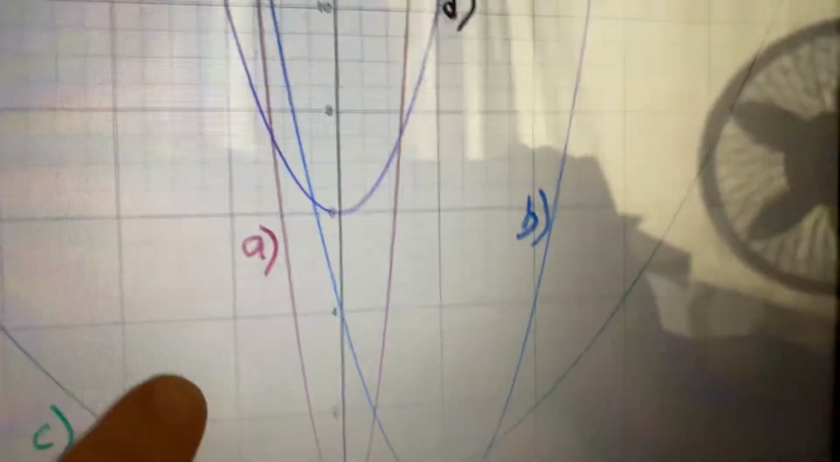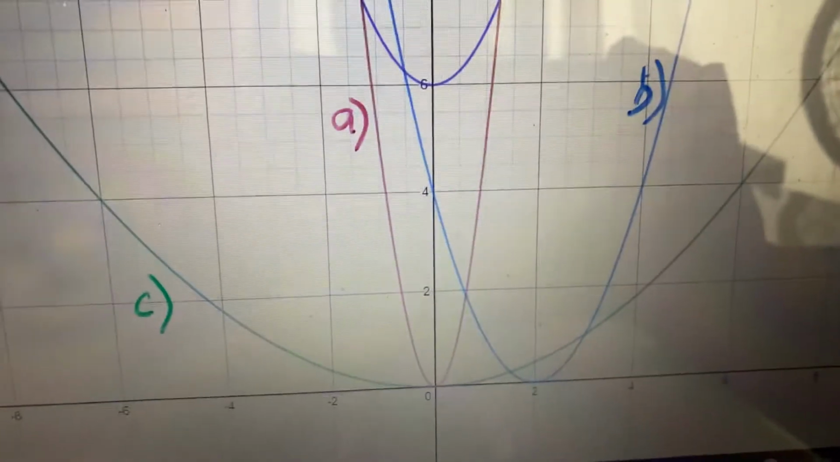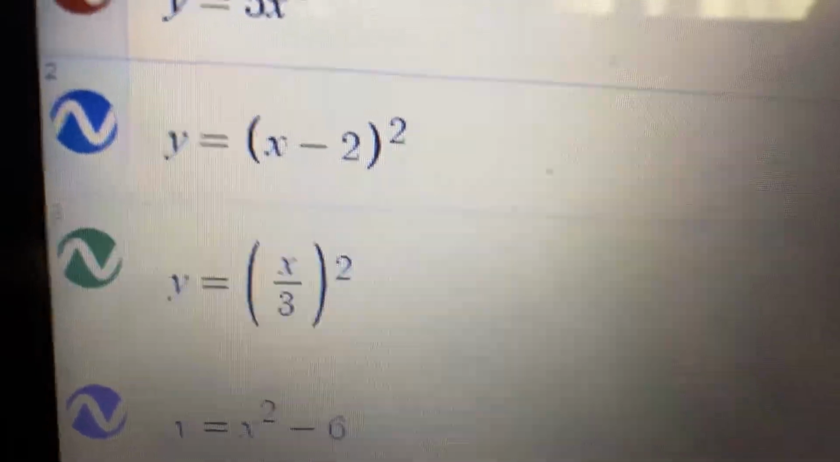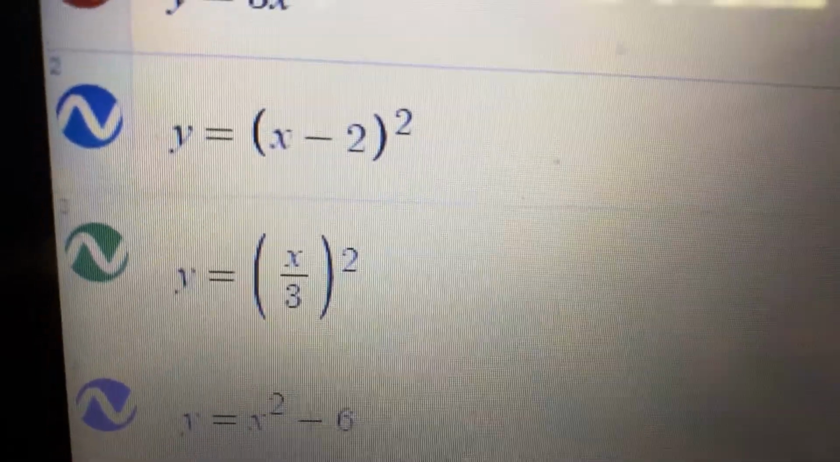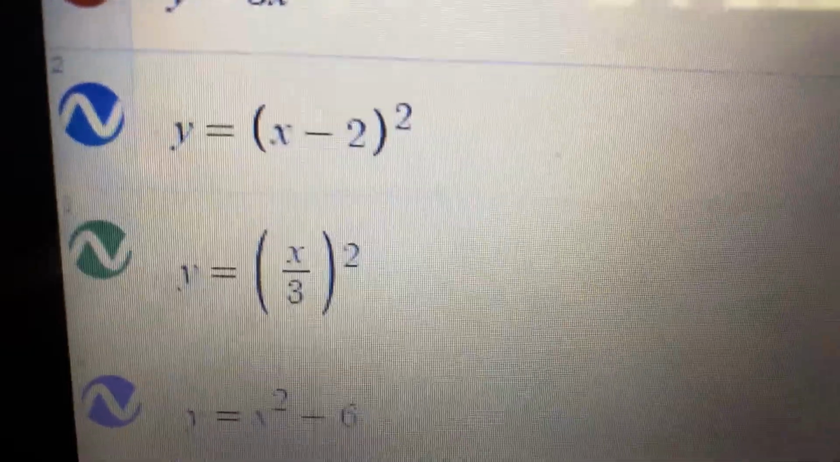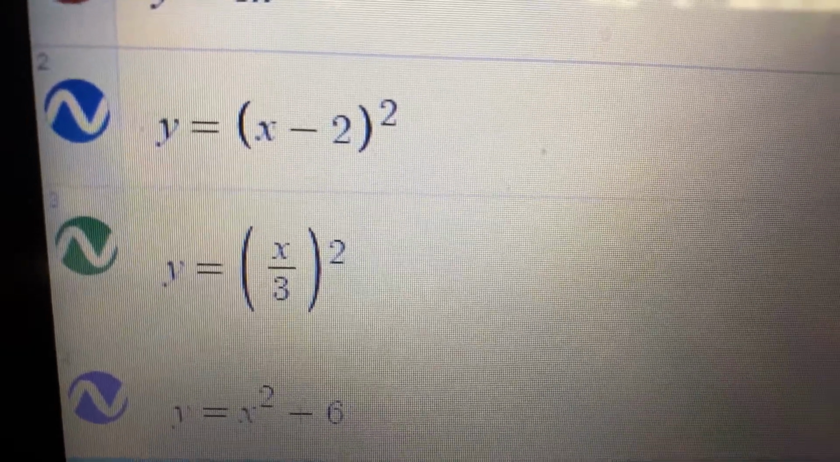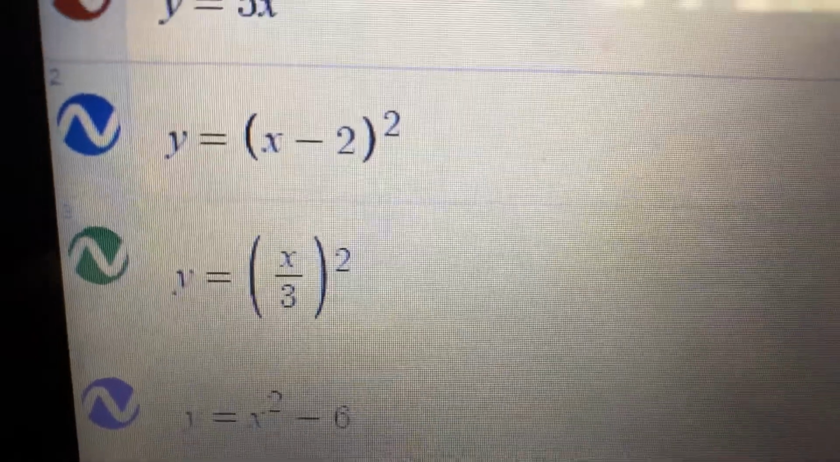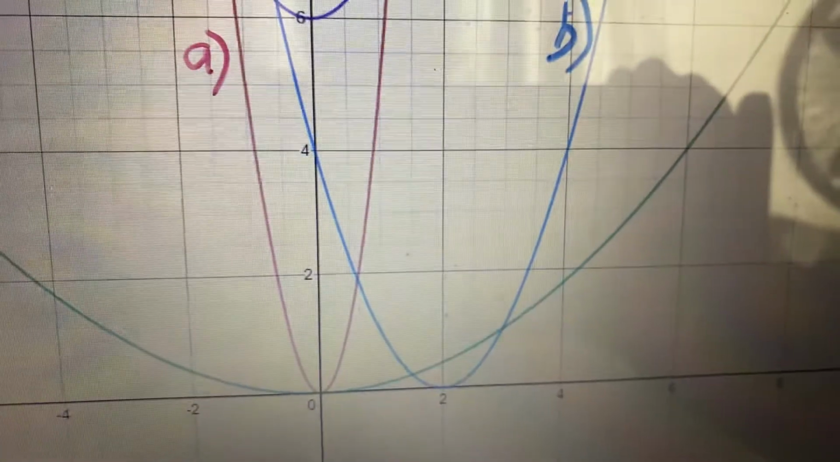And you see it's been translated to the right, and we knew that from the original equation, because if we have x minus 2 in the house, horizontal, it's the opposite of what I think. So it looks like it should have gone left 2, but we know there's a minus in the original formula for the quadratic in vertex form. And so it moved, in fact, to the right 2 blocks. Does everyone see that blue one?